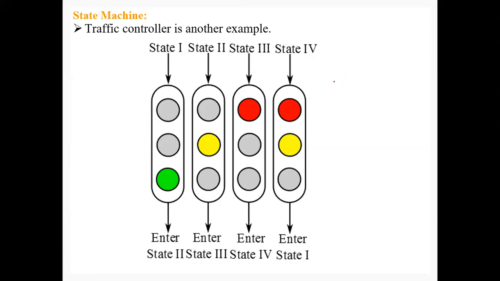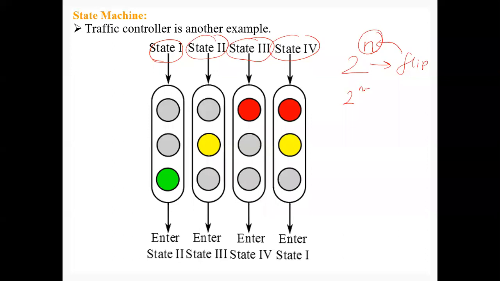4? Yes, you can, but I think 4 is way too much. So then 2, right? Because how many states do you need? You need 4 states. So you need 2 to the n flip-flops, in our case 2 to the n equals 4, so n equals 2. So 4 states can be accomplished by using 2 flip-flops.